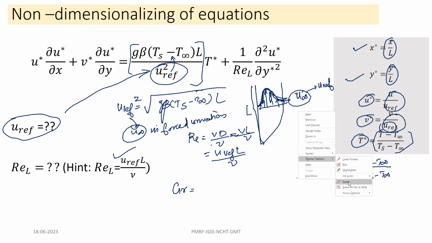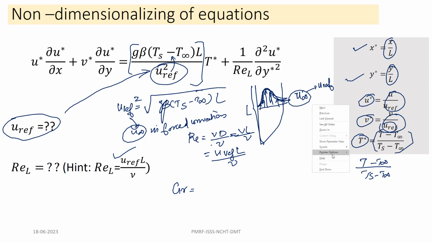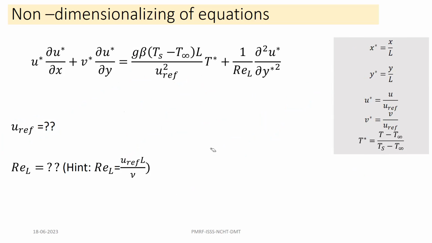Anyone? Have you seen this T minus T infinity by Ts minus T infinity somewhere in heat transfer? Anybody knowing that? Somewhere in heat transfer problems, you might have gone through this, heat and mass transfer. If you know, you can leave it in the chat box also. Anyone?